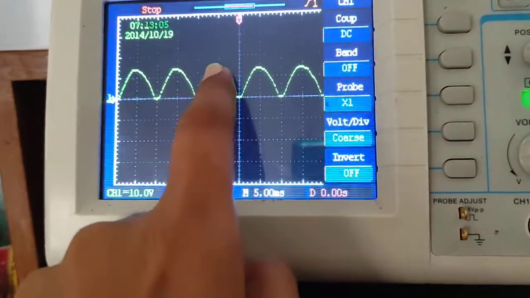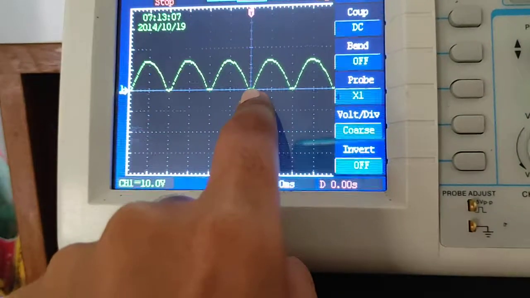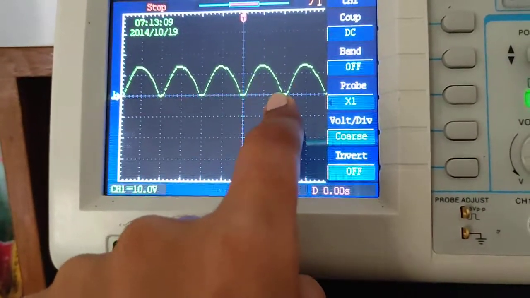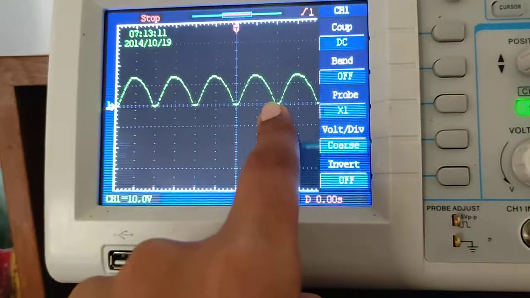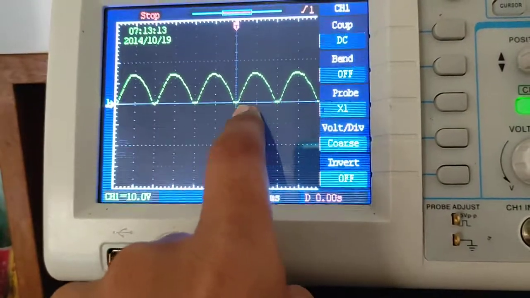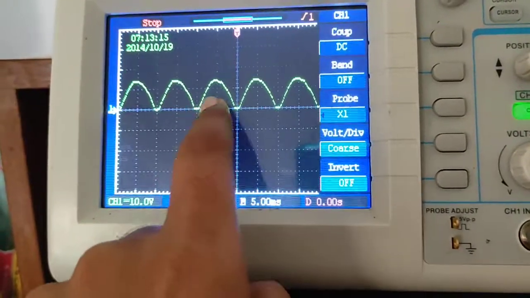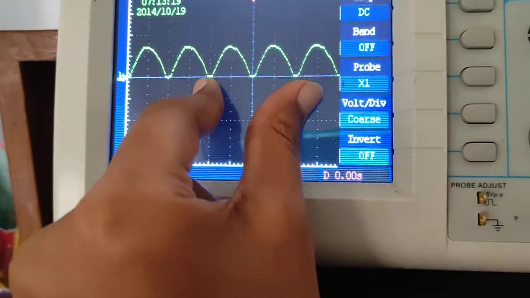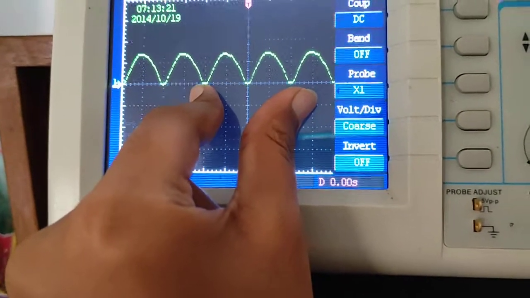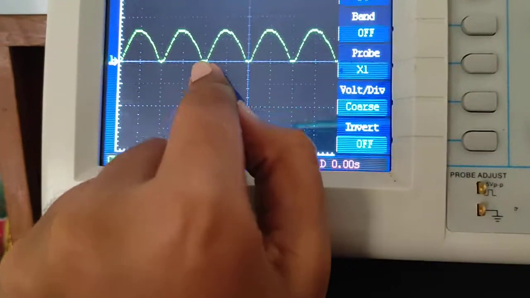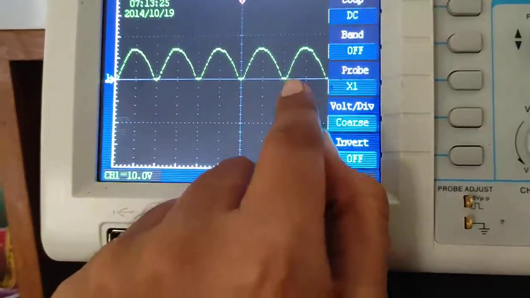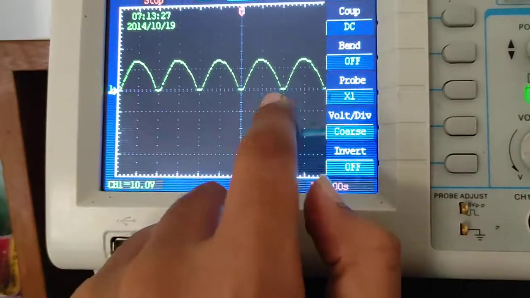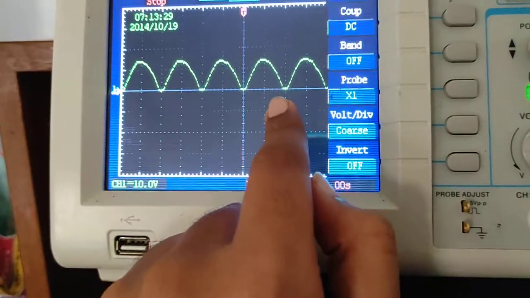So, for the positive peak the output is positive, and for the negative peak also the output is positive, because this is a full bridge rectifier, bridge circuit configuration. So, the negative pulse will also appear as a positive pulse. So, 2 positive pulses will appear during one full cycle of the sinusoidal supply. You can see clearly from this point to this point, which is 5 milliseconds into 4 boxes, 20 milliseconds.